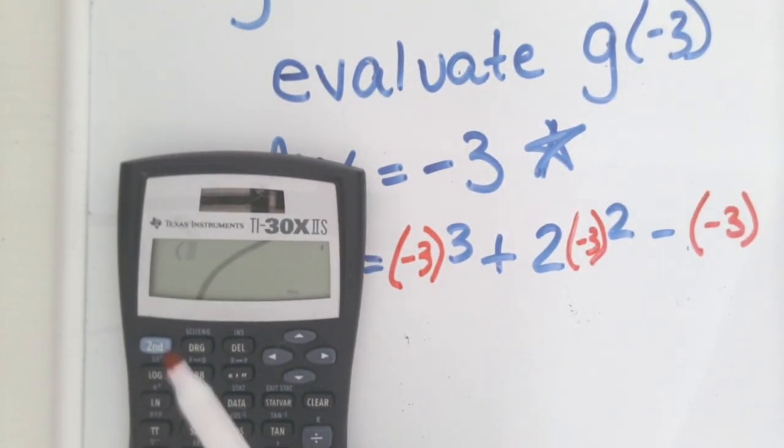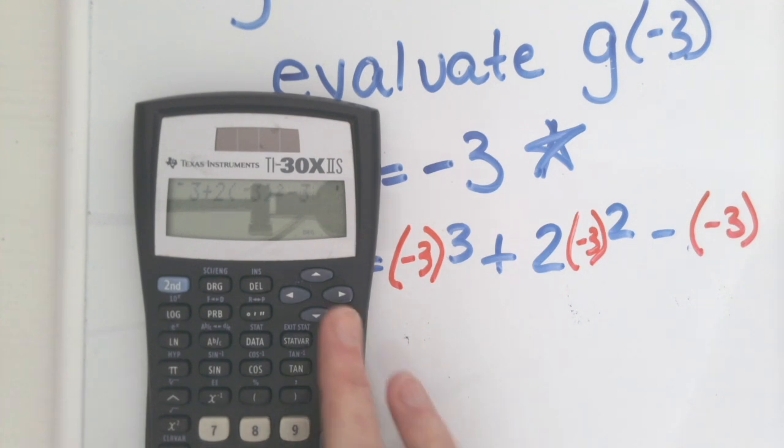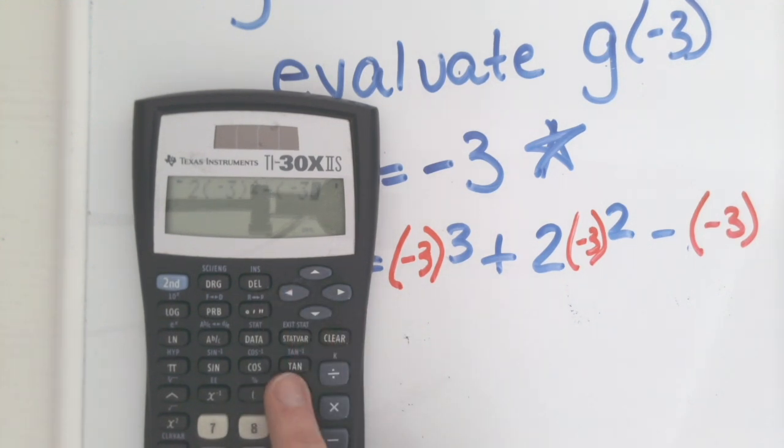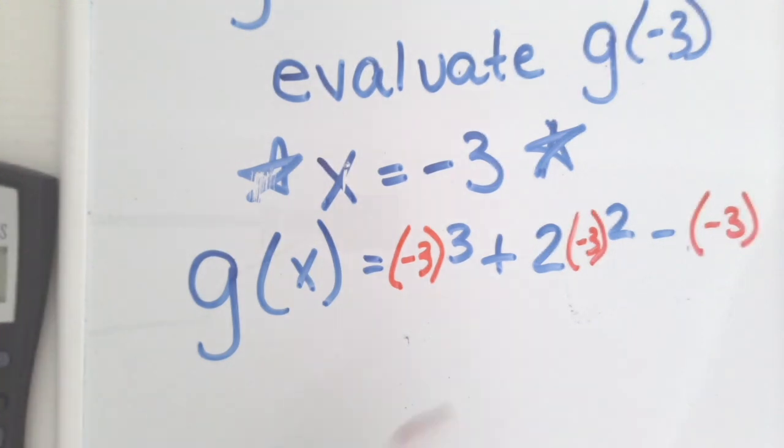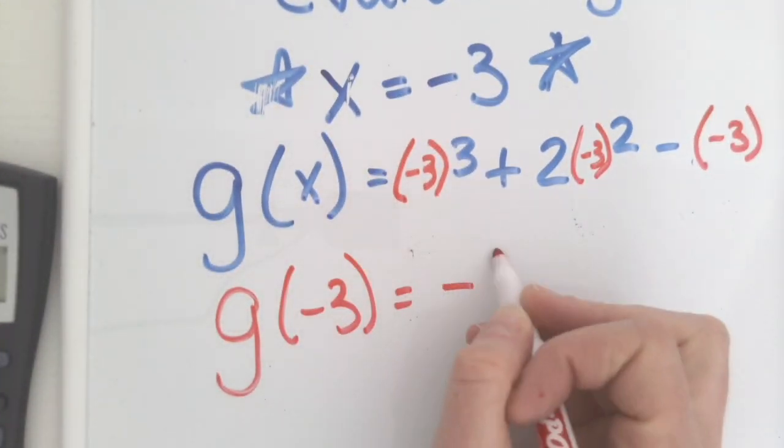I'm going to start with the parenthesis. I'm going to put negative 3 in there. And then on this calculator, to add an exponent, there's this up arrow button looking thing. I put that, and I'm going to put the exponent 3. Plus 2 times negative 3 to the second power, minus negative 3. And the answer is negative 6. So g of negative 3 is equal to negative 6.